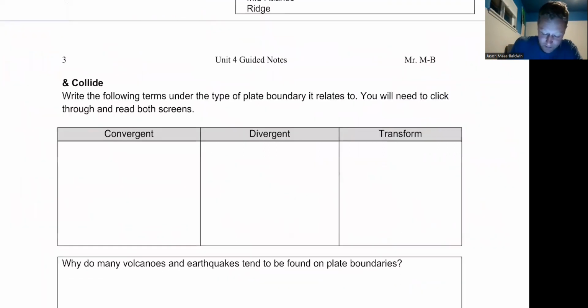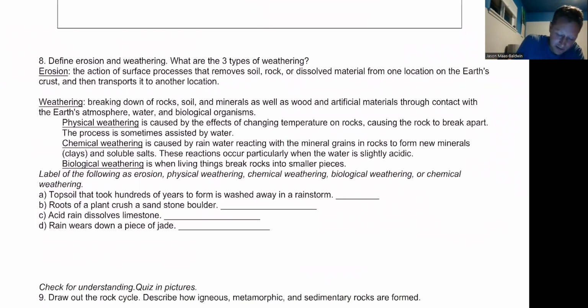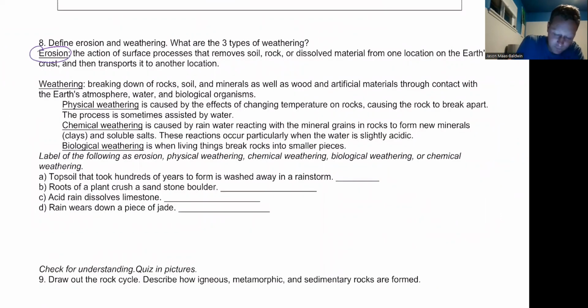We're going to actually do this part to make sure you guys are understanding everything tomorrow. But let's make sure we understand what the terms erosion and weathering stand for. So go ahead and pause and read those definitions. Erosion is actually moving rocks or soil from the surface of the earth and transporting it elsewhere, whereas weathering is just breaking rock into smaller pieces.